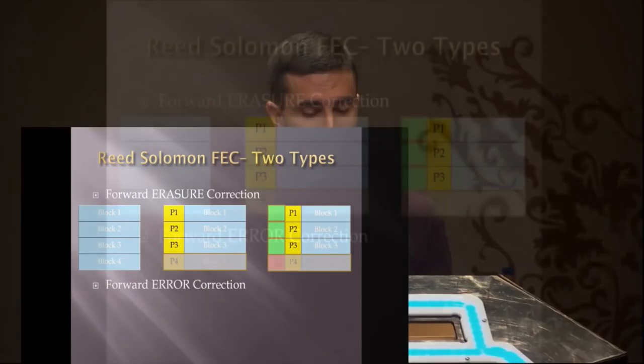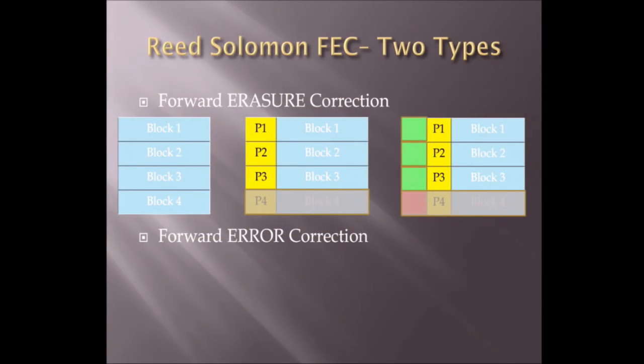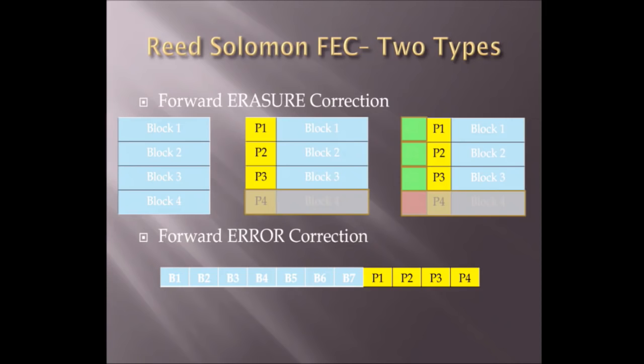So I knew I had to go do forward error correction. And forward error correction is for corrupted data. So you have a word of data, you separate it into bytes, you add parity bytes to that data.